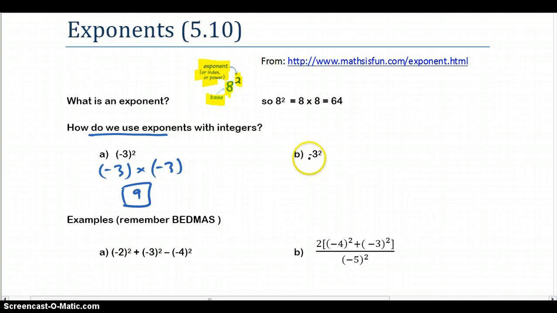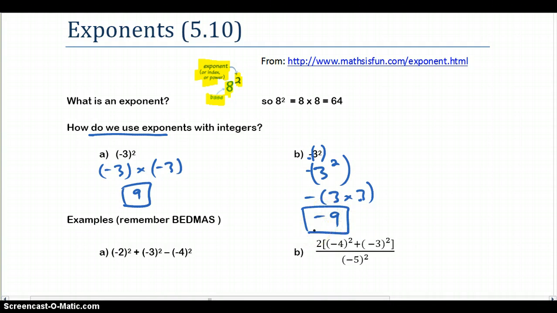In this next case over here, the negative is not attached to the base. It's like we have this happening. It's like we have negative bracket 3 squared, which would be negative bracket 3 times 3, which would be negative 9, to get rid of those brackets, okay? So two totally different questions, just depending on where that negative is sitting, whether it's attached to the base inside these brackets or outside the brackets, not attached to the base.